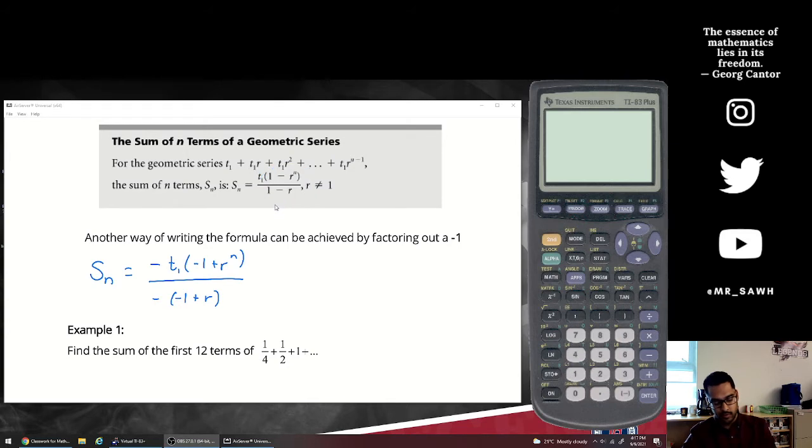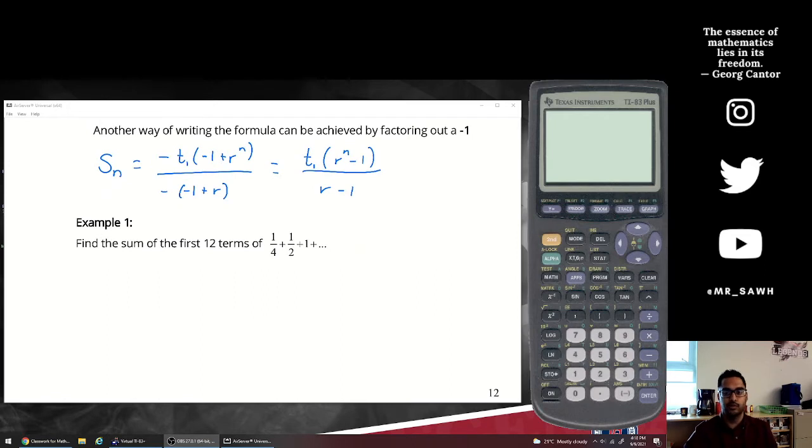A negative comes out of each of them, but those negatives are going to cancel, right? They'll disappear, and I can rearrange the terms in the brackets because addition can happen in any order. So this works out to be t1 rn minus 1, and on the bottom, r minus 1. So same thing, works the same way, except the terms are just reversed. It doesn't really change anything. It's more of a personal preference at this point. So let's say we can use this formula to do some things.